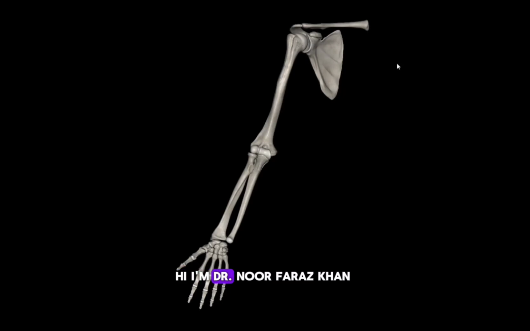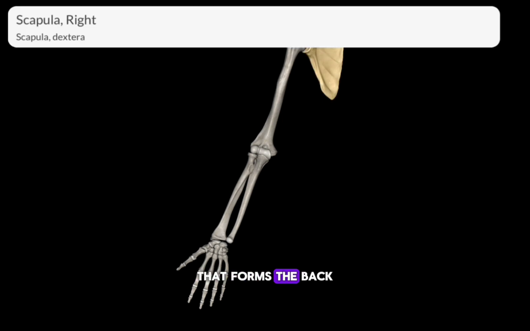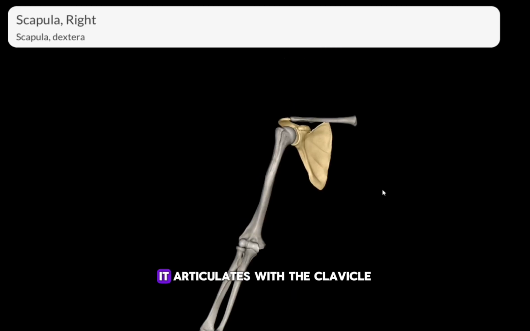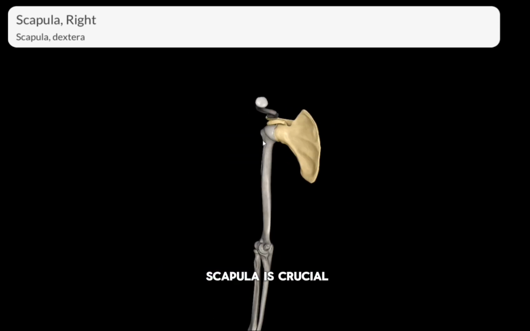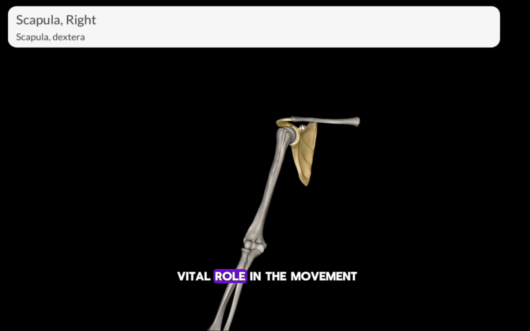Hi, I am Dr. Nurfaraz Khan, and today we are going to talk about the scapula or shoulder blade, which is a flat triangular bone that forms the back of the shoulder girdle. It articulates with the clavicle and humerus to form the shoulder joint. Understanding the anatomy of scapula is crucial as it plays a vital role in the movement and stability of the shoulder complex.